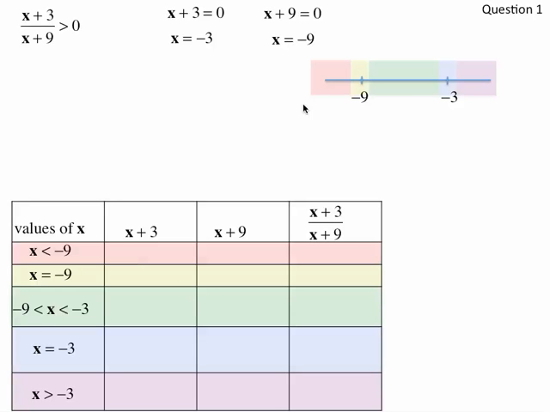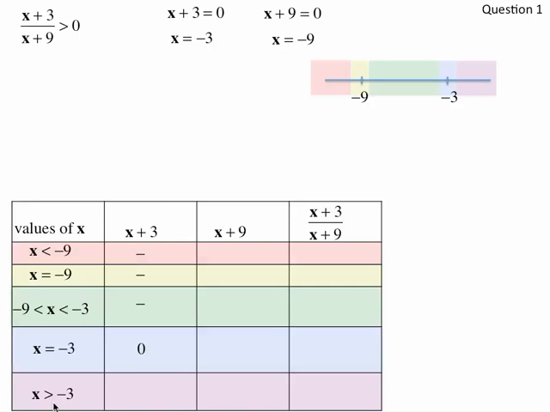Then, what's the sign of x plus 3 when x is less than negative 9? For example, when x is negative 10, negative 10 plus 3 is negative 7, which is negative. We're just interested in whether it's negative, positive, equal to 0, or undefined. When x is equal to negative 9, we get negative 6, so that's still negative. When x is somewhere between negative 9 and negative 3, like negative 4, negative 4 plus 3 is negative. When x is equal to negative 3, negative 3 plus 3 is 0.